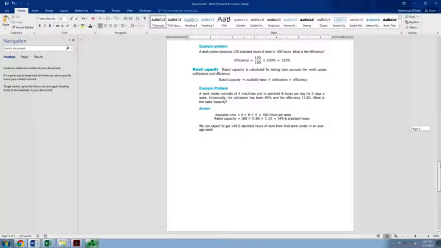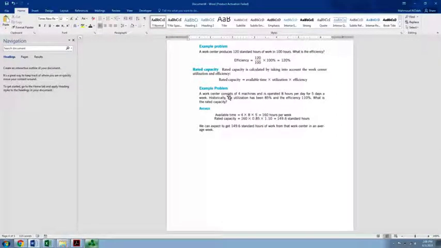Okay, let's do the available time. First of all, we need the available time, we need the utilization, the efficiency. Utilization and efficiency are given in the question. Now the only thing that we need is to calculate the available time. Available time, we need to find out how many machines. We have 4. Each machine works for 8 hours and we work 5 days a week. 4 times 8 times 5, that would be 160 hours per week available for us to use.